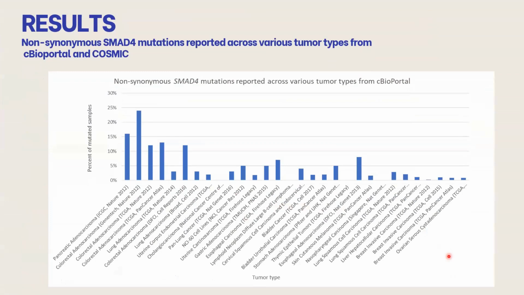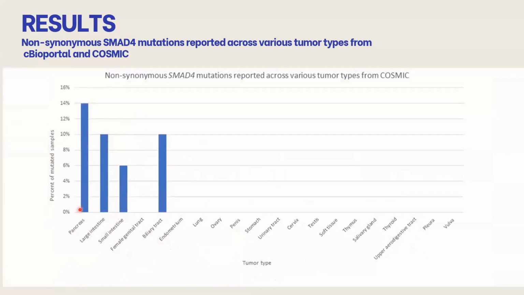Okay. Here, non-synonymous SMAD4 mutations reported across various tumor types from cBioPortal and COSMIC are illustrated in these bar graphs. cBioPortal graphs show that SMAD4 mutations are mostly present in pancreatic cancer, colorectal cancer, and lung adenocarcinoma, and this result is mirrored in COSMIC as pancreatic, large intestine, and biliary tract. So the mutations are widely spread in these types of cancers. So here I am still validating that this mutation has something to do with my patient that has colorectal cancer.